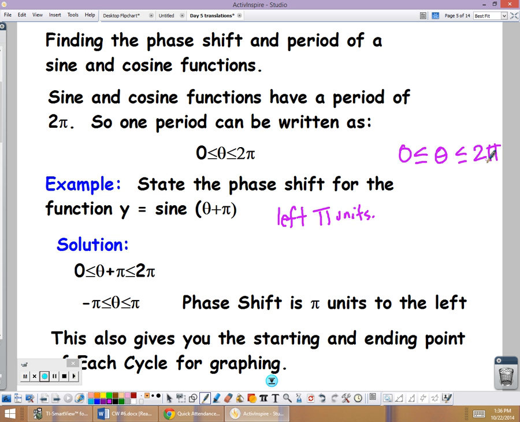I would like you to write pi because pi is exact and 3.14 is an approximation of pi. Okay. So, what we're going to do, in place of theta, right here, we're going to plug in our new theta plus pi. And this will tell us where we start and where we stop. So, we're going to write down 0 is less than or equal to, instead of theta, theta plus pi.